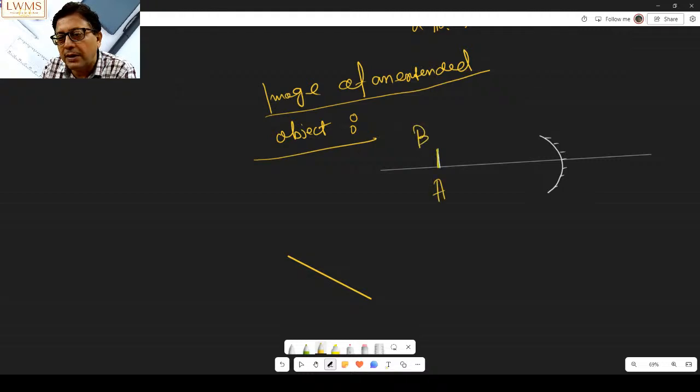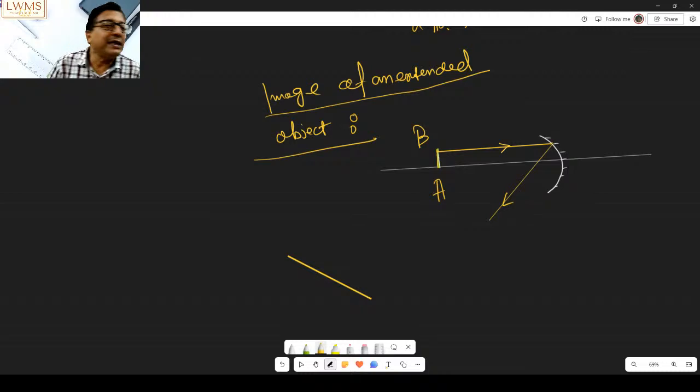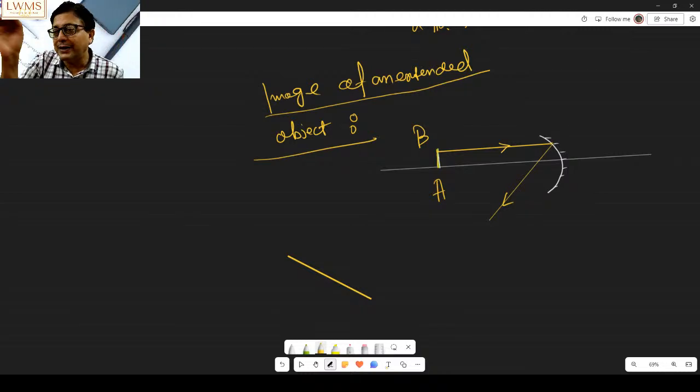What concept do you have to remember? Send a ray parallel to the principal axis. Then what will happen? It will pass through the focus. What we have seen before, that we are listing here. This is the extended object. Its image we are going to form. Better you write the steps.